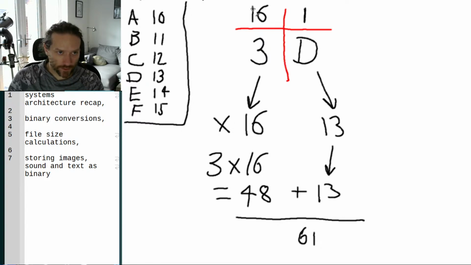So the thing to remember, first column, multiply by 16. Second column, just add it on.